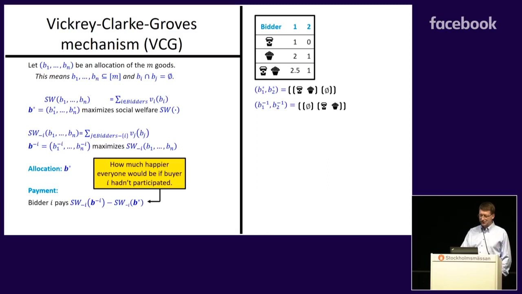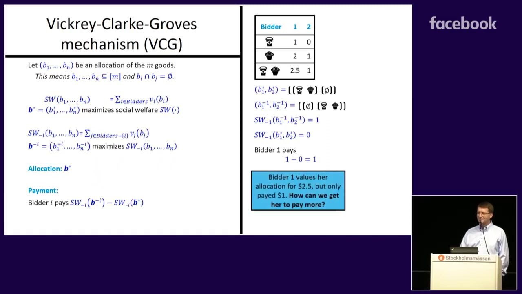The best allocation, if bidder one had stayed at home, would have been to give both goods to bidder two. So the social welfare of the others would have been one, while in reality the social welfare of the others was zero. So bidder one has to pay one minus zero, which is one. Okay?